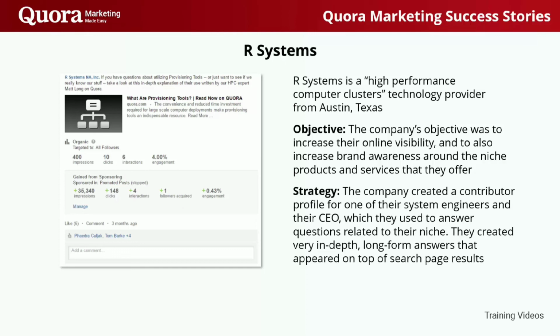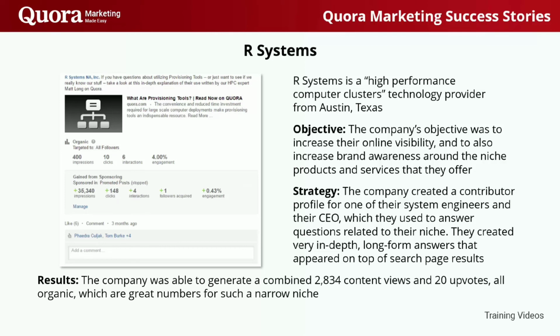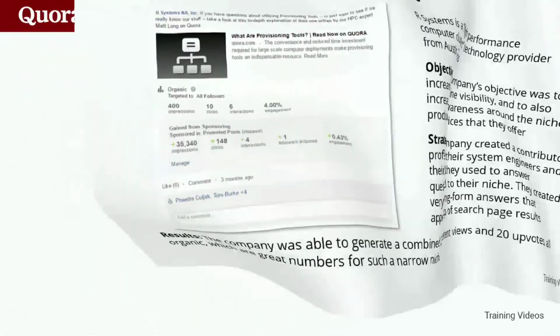Strategy. The company created a contributor profile for one of their system engineers and their CEO, which they used to answer questions related to their niche. They created very in-depth, long-form answers that appeared on top of search page results. Results? The company was able to generate a combined 2,834 content views and 20 upvotes, all organic, which are great numbers for such a narrow niche.